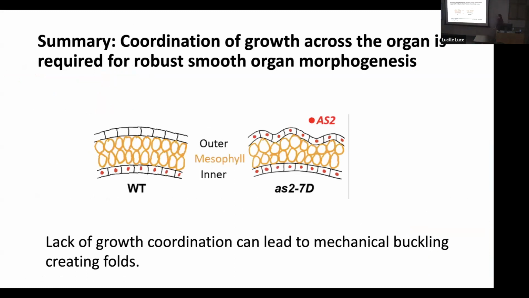So to summarize, you need coordination of growth across the organ from the outer to the inner side to get smooth organ growth and smooth morphogenesis. In wild type, that's what's happening. In the AS2 mutant, we've got too much growth on this outside, particularly in width, and that's causing buckling and these spectacular shapes.